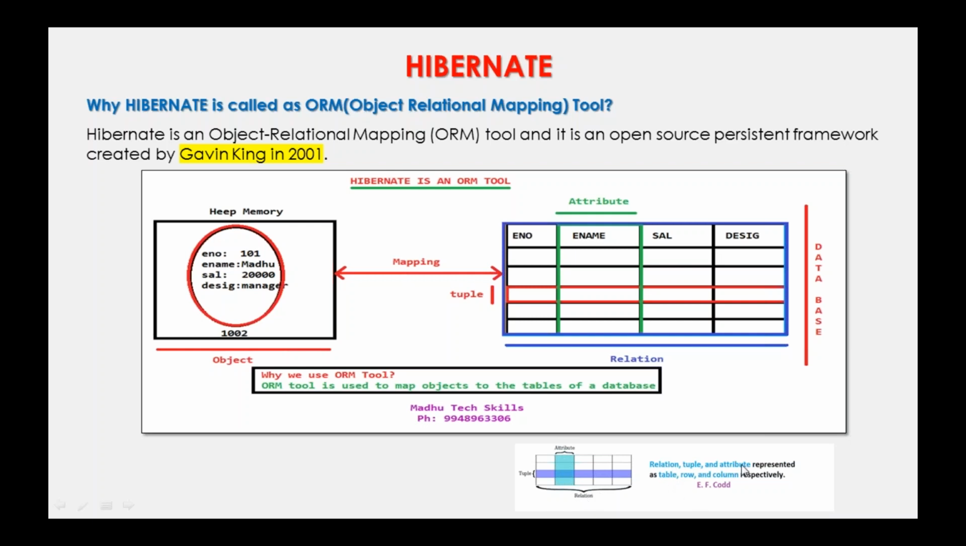Relation, tuple, and attribute are represented as table. Relation means table, tuple means row, attribute means column, respectively.